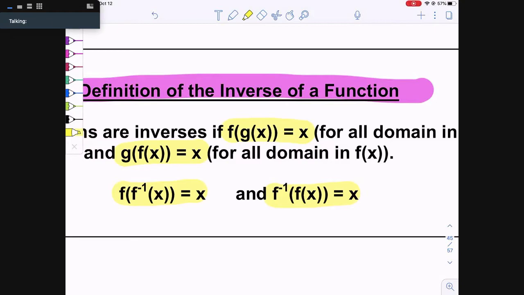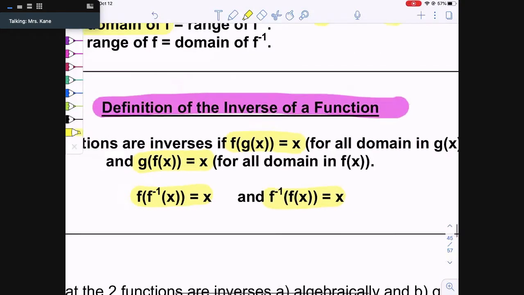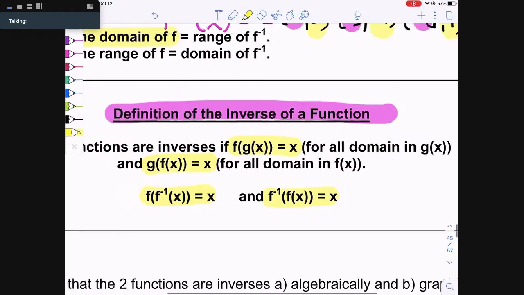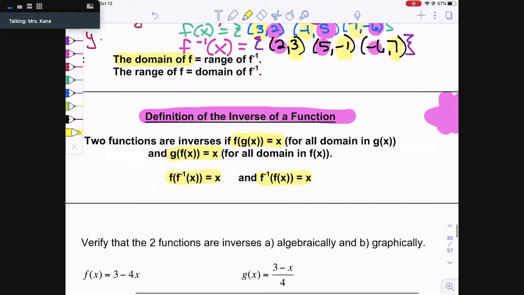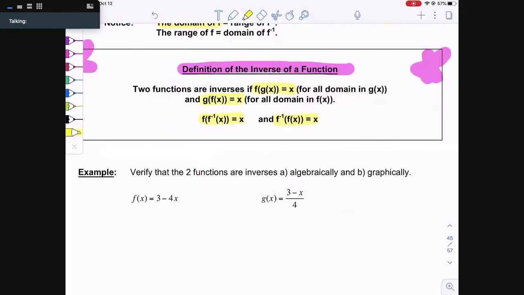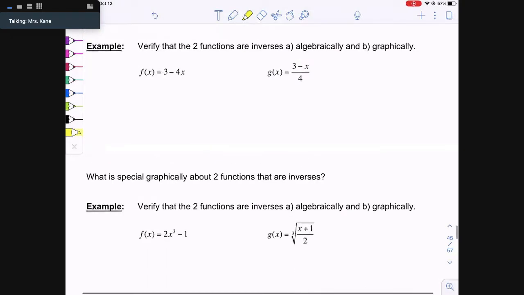So this is like a proof as to two functions being inverses of each other. And I know you don't like that word proof from geometry. So I changed it to verify because people like verify better than prove. I don't know why. So example 1 that we're going to do underneath, we're going to try and use this definition to show that functions are inverses. Verify that the two functions that are given are inverses of each other. We're going to look at it algebraically and graphically.